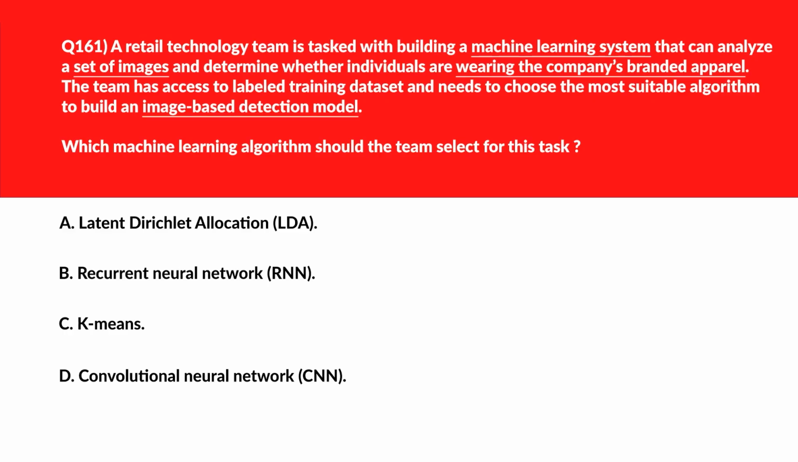Alright, now let's look at this question. This is all about machine learning algorithm. Option A says latent dirichlet allocation known as LDA. LDA is designed for topic modeling and text, not for image based classification.